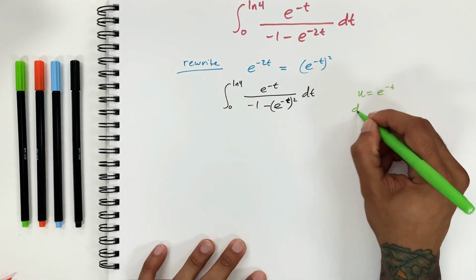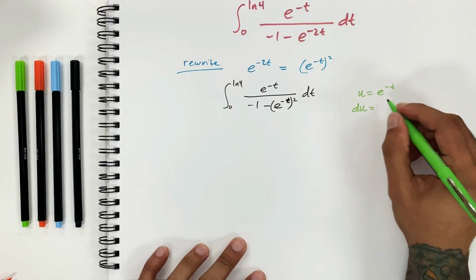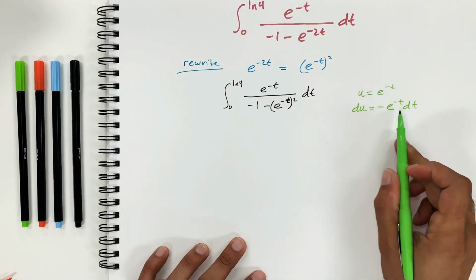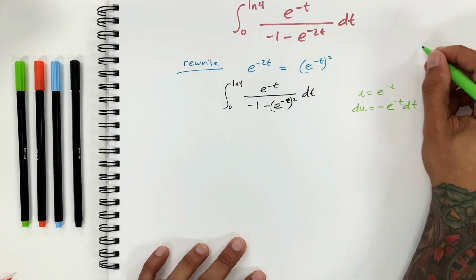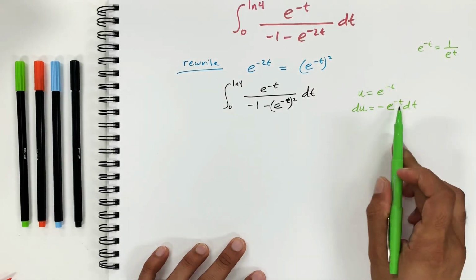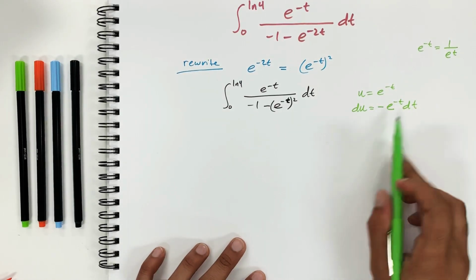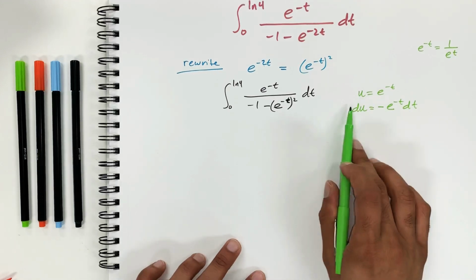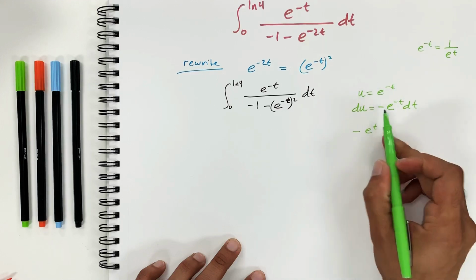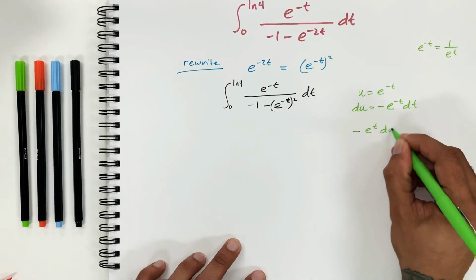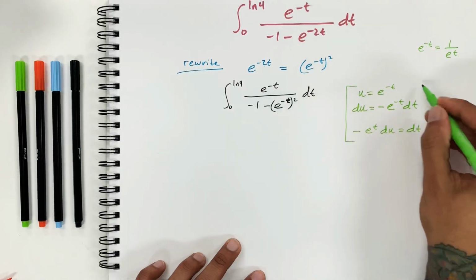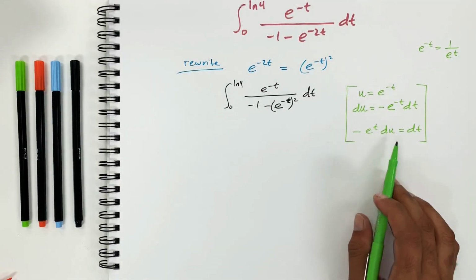Our derivative du is going to equal negative e to the negative t dt. And e to the negative t really looks like 1 over e to the t, right? So this is on the bottom of a fraction, so we're going to put it onto the other side. On the other side, we're going to have negative e to the t, because the negative goes on the du side and we're isolating dt. So this is our u substitution.